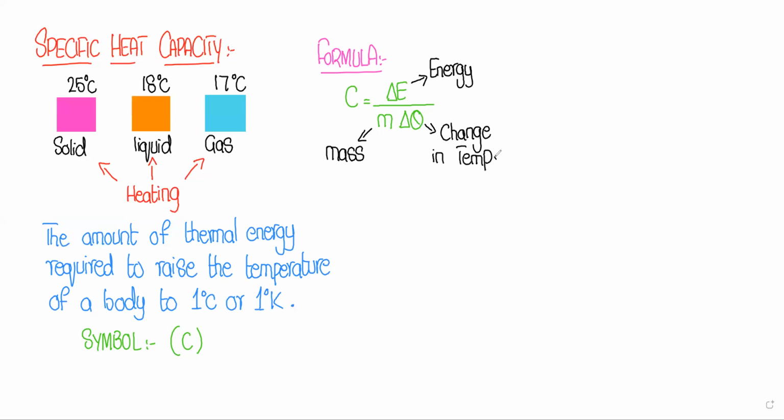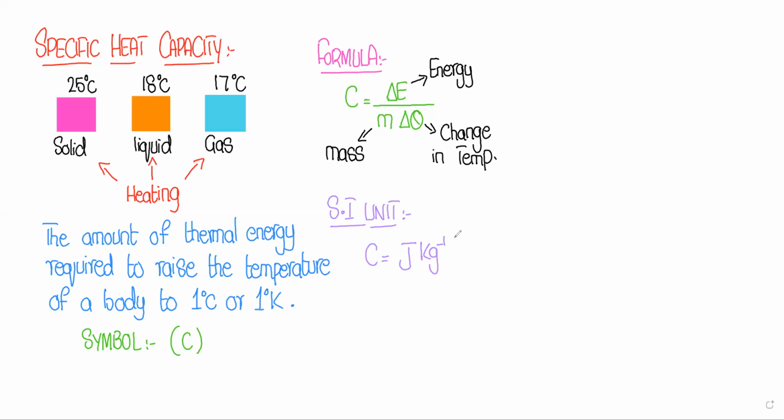And if you want to write the SI unit, what will be the SI unit according to the formula? Joules per something? You need to find out the individual units, so that will land you at the final SI unit of the specific heat capacity. The SI unit is also very simple for specific heat capacity, and that will be equal to joules for energy, kg for mass, joules per kg.